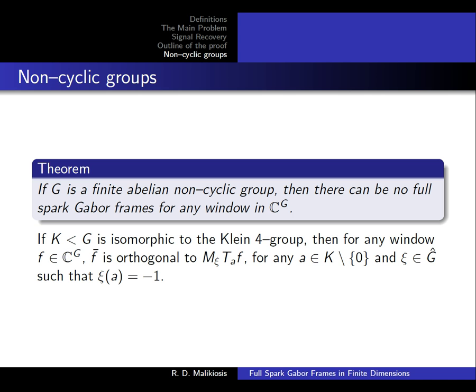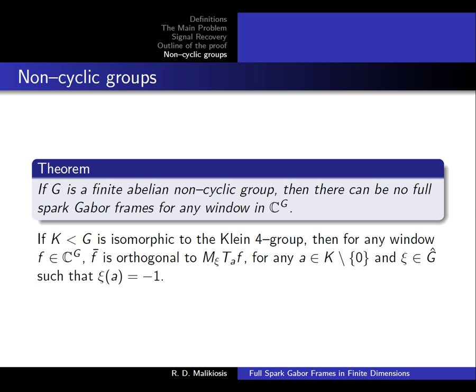So let's see, for example, a proof. What's the technique when G contains a subgroup isomorphic to the Klein 4 group? It's not hard to show that this property, the full spark property, is hereditary. So if it's true for some group G, it is also true for all subgroups. So that's one way to argue. Another way to argue, that's perhaps more illuminating for the general argument, is to take an arbitrary window f and try to construct somehow a vector that is orthogonal to too many time frequency translates of f.